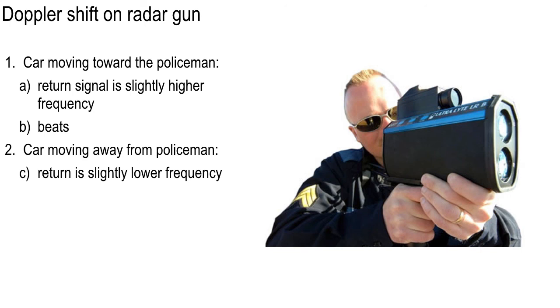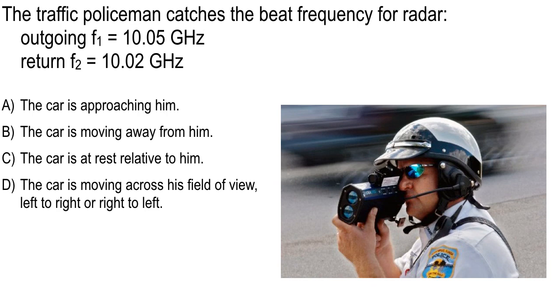All right? So let's do a clicker question together. One more clicker question. So here's your traffic policeman. The outgoing is 10.05 gigahertz. So that's like the factory setting. And he bounces it off a car, and it comes back at 10.02 gigahertz. So is the car approaching, moving away, at rest, or going across this field of view? Go ahead and vote.